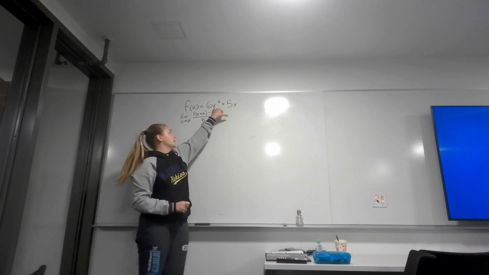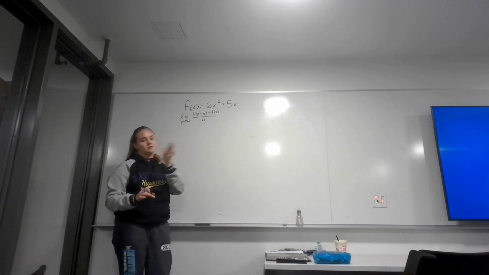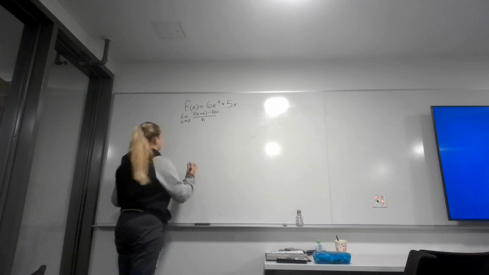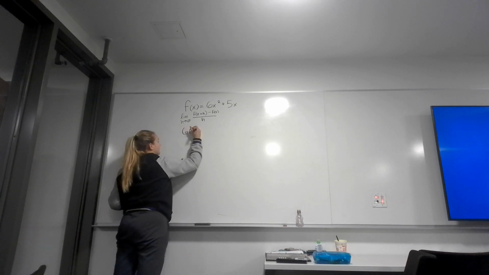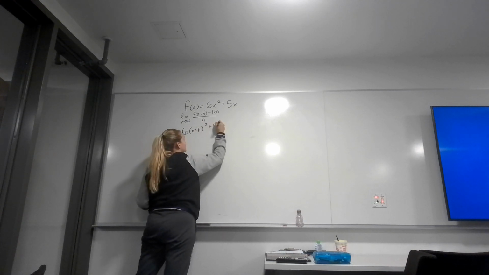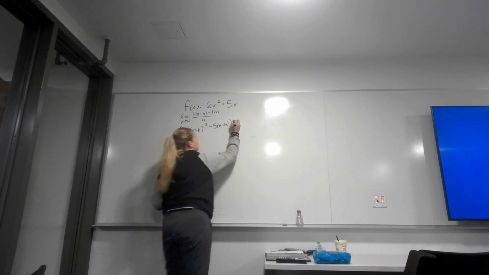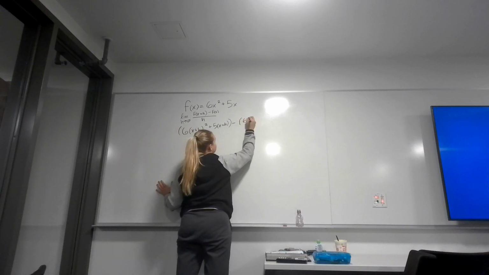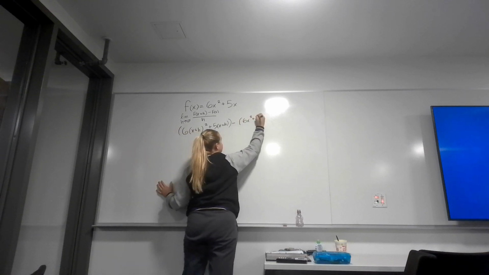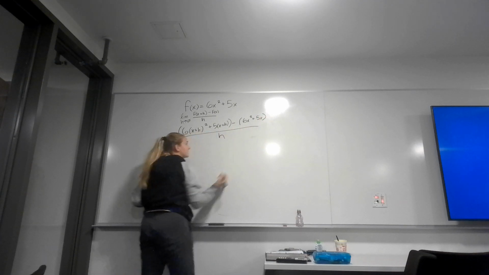Now this one, because it's squared, it's not going to be x squared plus h squared, it's actually going to be x plus h as a whole with a square on the outside. So it's going to look a little something like this: 6 times (x plus h) squared plus 5 times (x plus h), put this whole thing in parentheses, minus (6x squared plus 5x), all divided by h. And yes, that's very cricket.